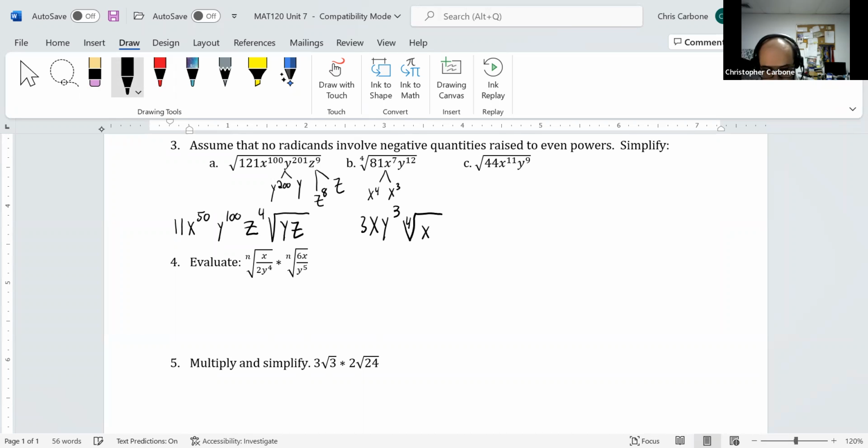of x cubed. And then finally, the square root of 44 times x to the 11th times y to the 9th. The 44, we could split that between 4 and 11. X to the 11th, we could split between x to the 10th and x. And y to the 9th, we could split between y to the 8th and y. So this can simplify to be 2 times x to the 5th times y to the 4th times the square root of 11xy. Let me know if you have any questions or concerns. Thank you.